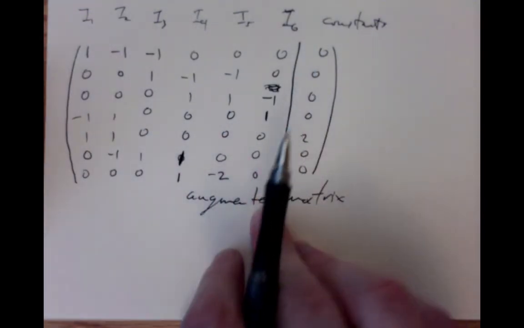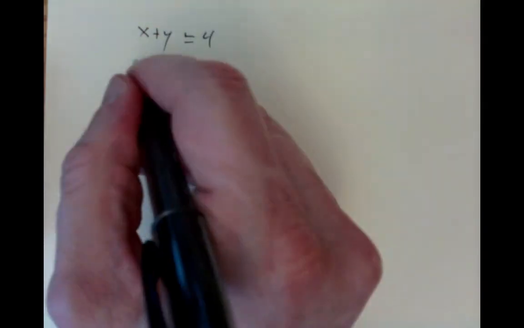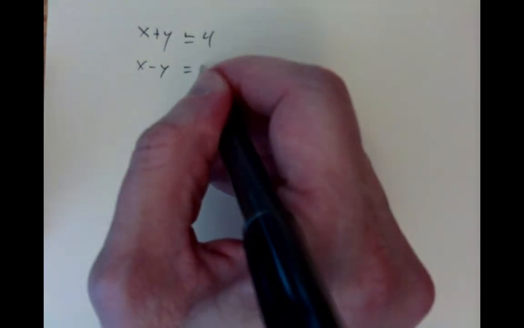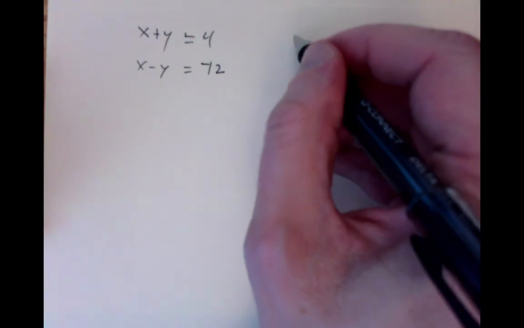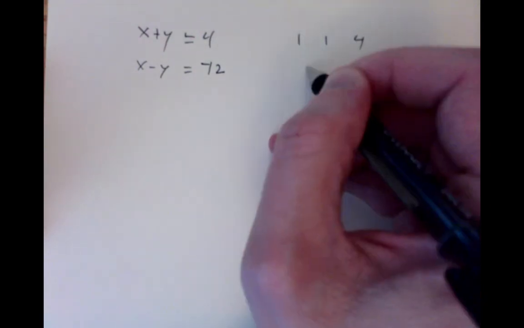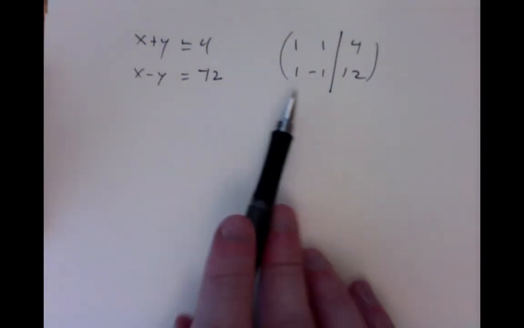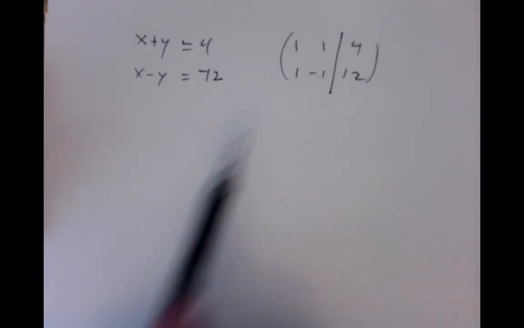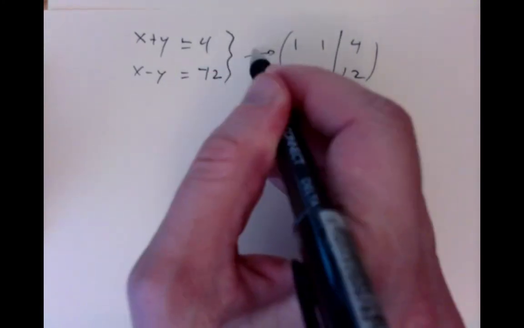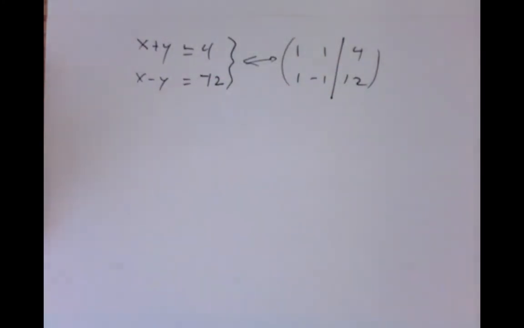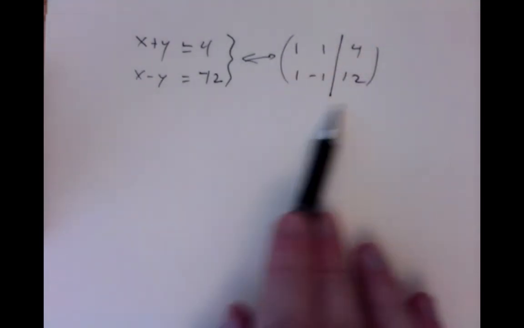Now if we go back and think about simpler equations than these, because these are quite complicated, like x plus y equals 4 and x minus y equals minus 12. If you had just two equations like that, you'd get an augmented matrix: 1, 1, 4; 1, minus 1, minus 12. So there's the equations, and there's the augmented matrix. You can read each off from the other pretty easily, but it's easier to calculate with this.